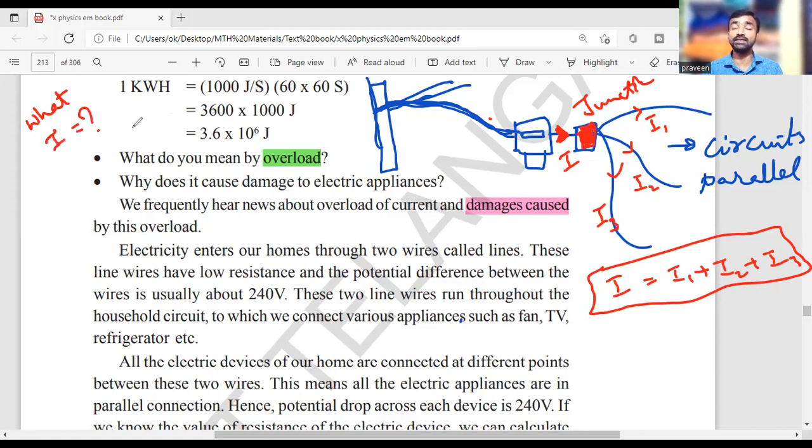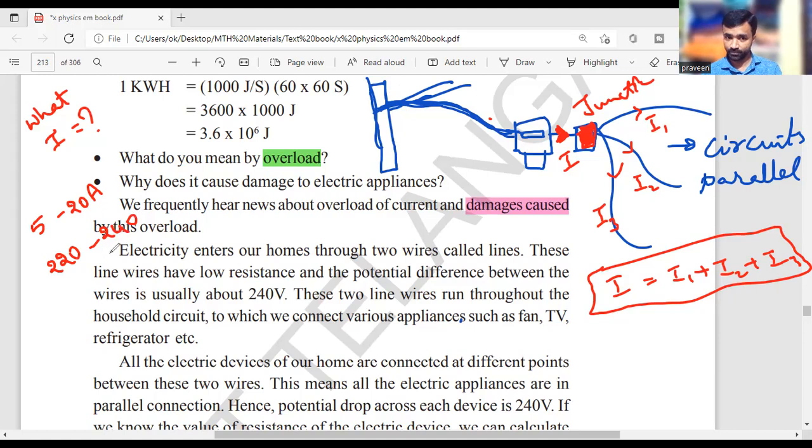What amount of current is allowed through this wire? Here, the domestic appliances are connected through wires and the meter. It allows a maximum of 5 to 20 amperes of current, and the maximum voltage you may reach here is 240. So the maximum current allowed is 20 amperes, and the maximum potential difference created is 240 volts.